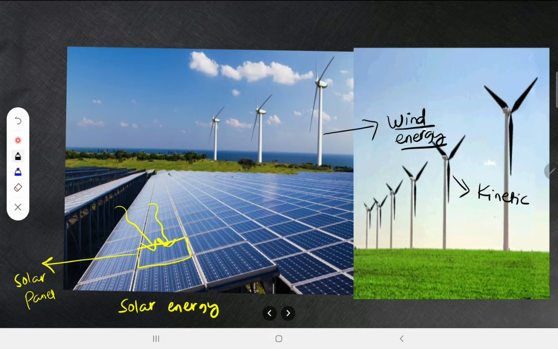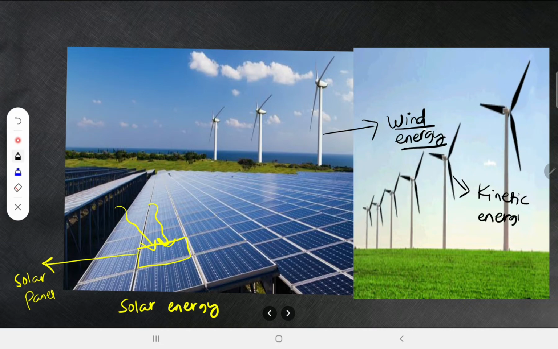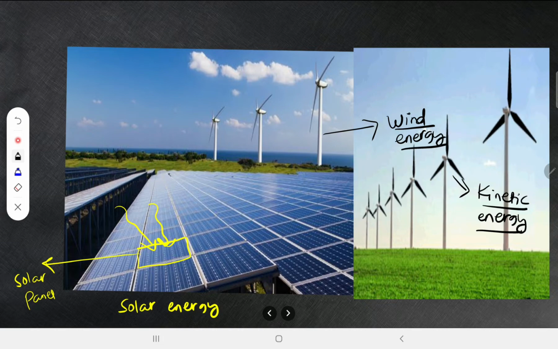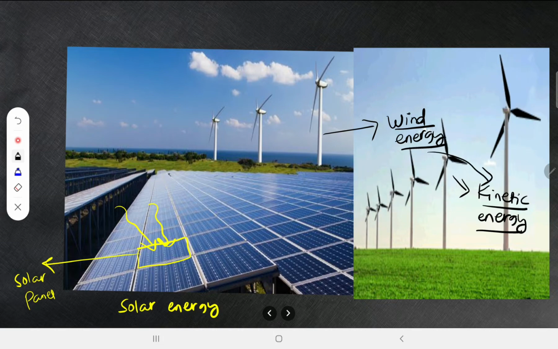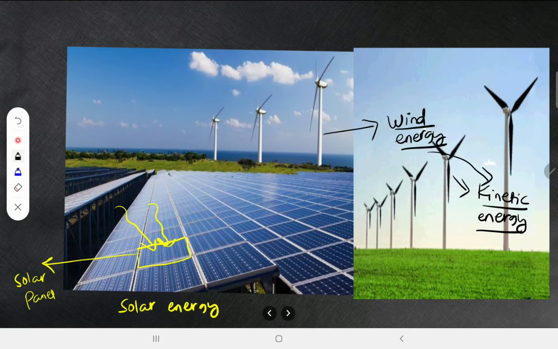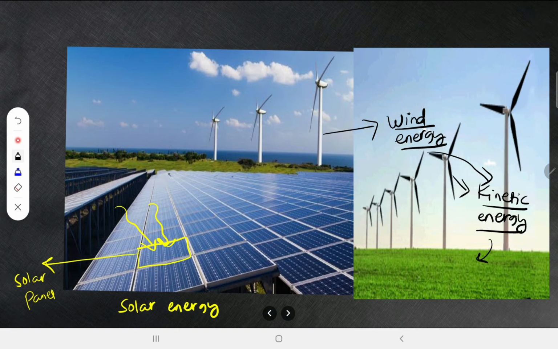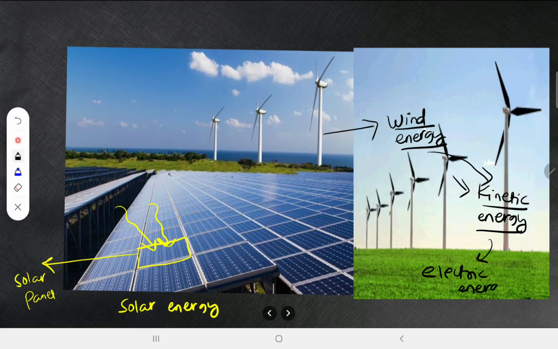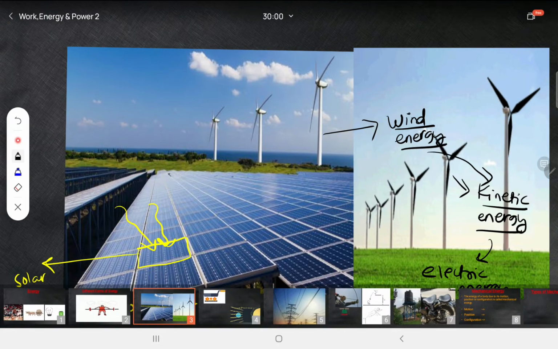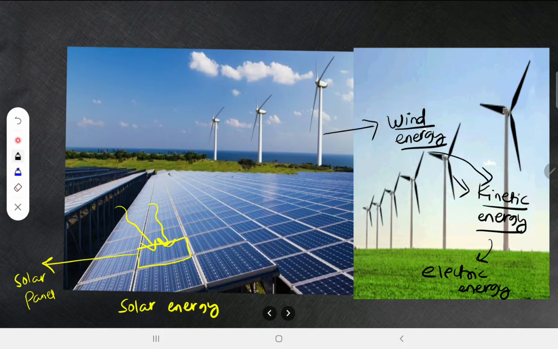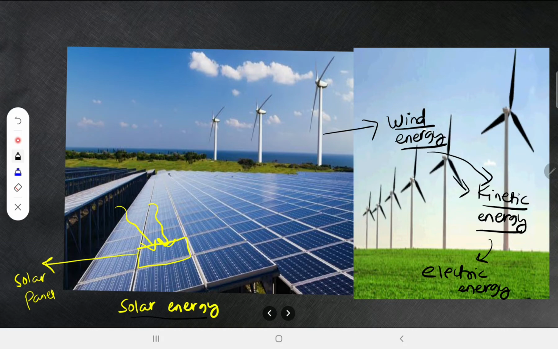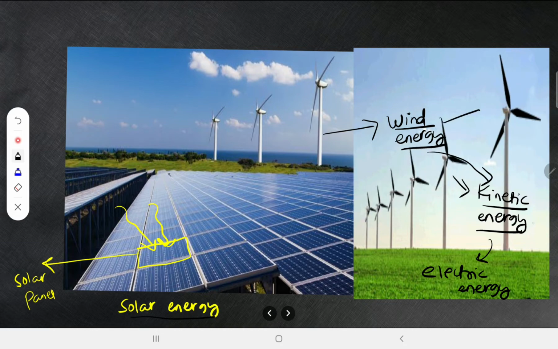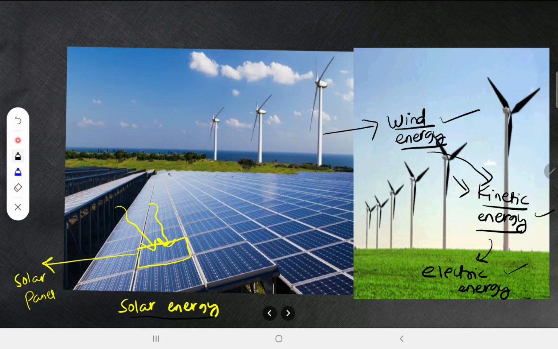That's what today's discussion is all about. All right. Kinetic energy is due to motion. Because of this wind energy, kinetic energy comes and they rotate, and afterwards that is converted into electric energy. That's a different issue. Conversion of energy from one form to another form, we'll discuss in the law of conservation of energy. As of now, we have solar energy, wind energy, kinetic energy, electric energy in this situation.